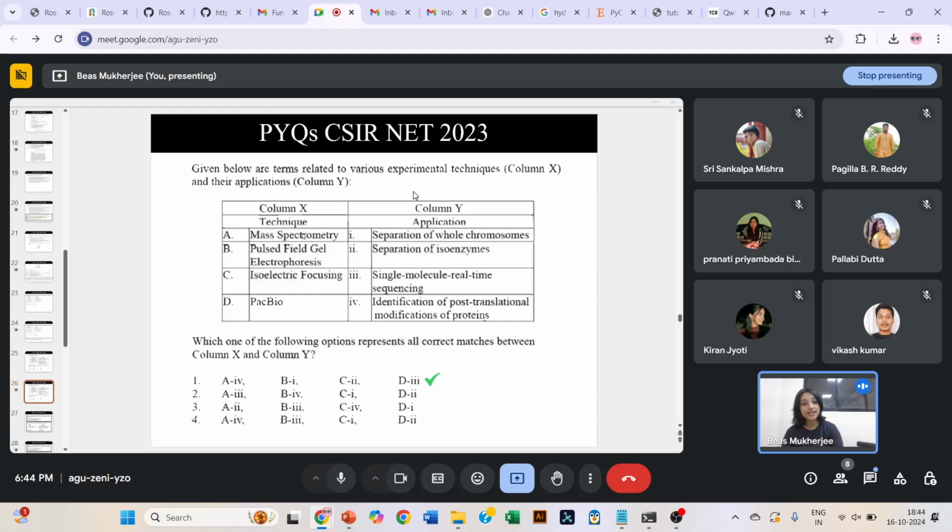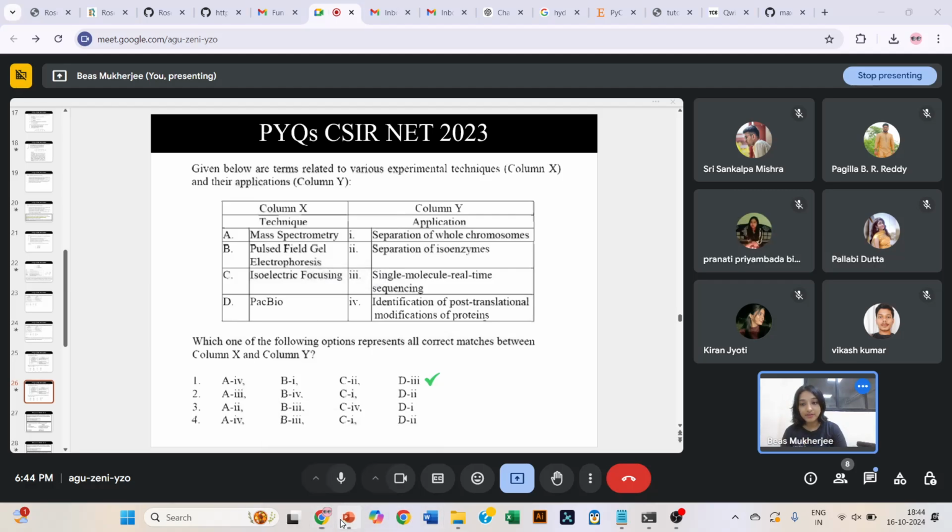Pulse field gel electrophoresis. In this, what happens? This is used for separation of whole chromosomes. You are providing a pulse and there is movement along the gel, and you stop it, and then again you provide a pulse and again there is movement. This is how you can separate whole chromosomes.